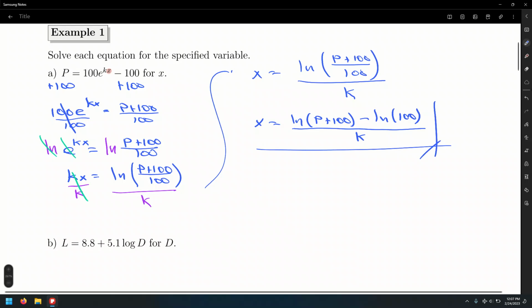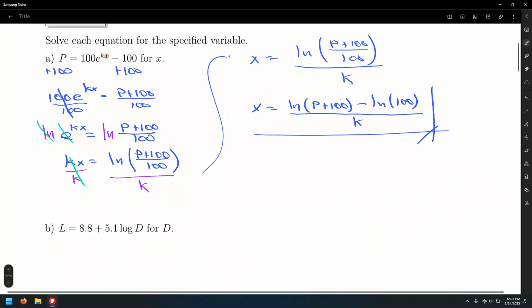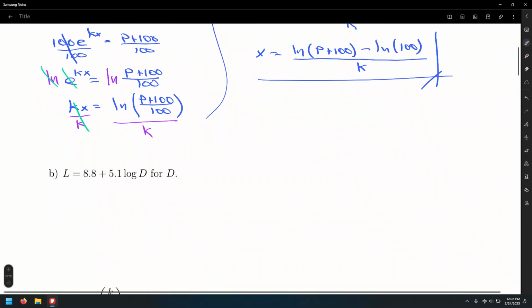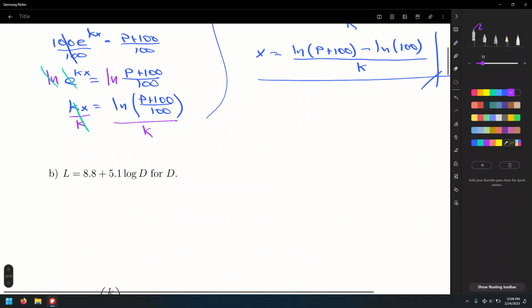So let's look at another example. For the next example, what's this? L equals 8.8 plus 5.1 times the logarithm of D. In this case, they're asking us to solve for uppercase D. Number one, how about we isolate the logarithmic term so we can then solve for D. Let me subtract 8.8 on both sides. Cancel the 8.8, and that's going to leave us with 5.1 log of D equals L minus 8.8.